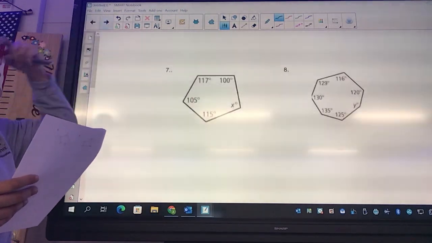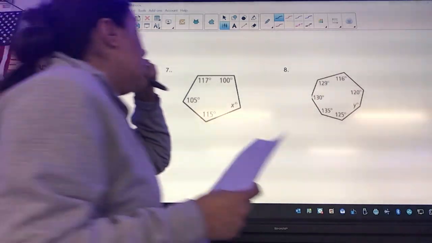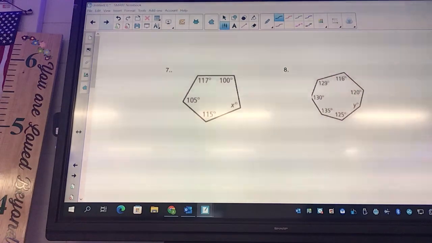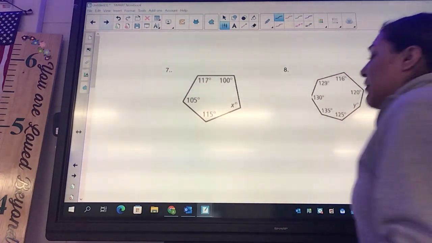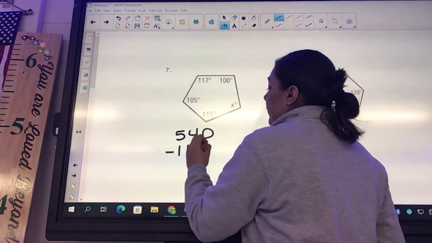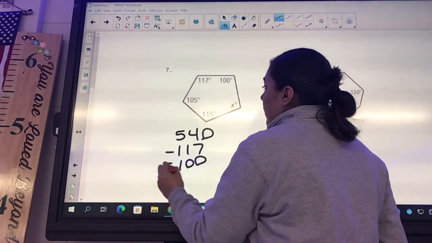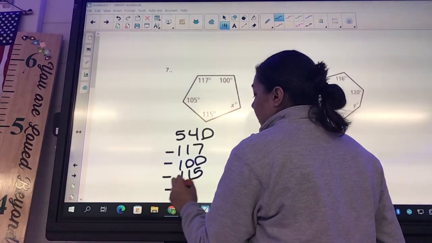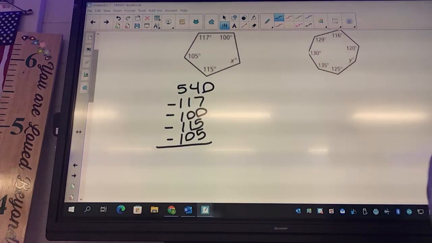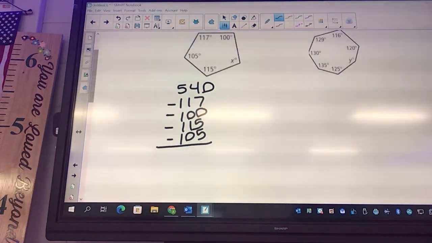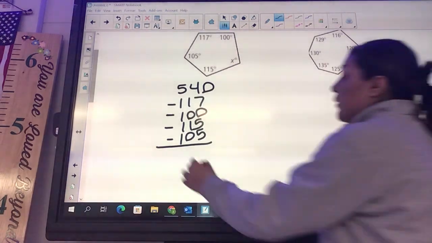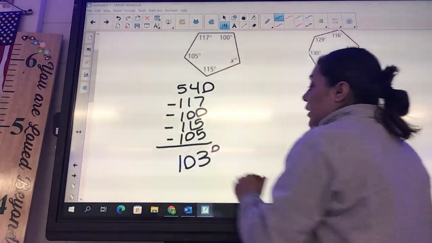Okay, look at 7. How many sides? 5. So we know that it should be 540, right? And then we're going to say minus 117, minus 100, minus 115, minus 105. Type those in, see what you get. 103? Good.